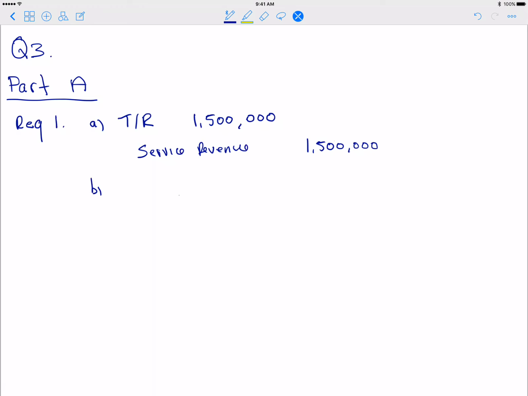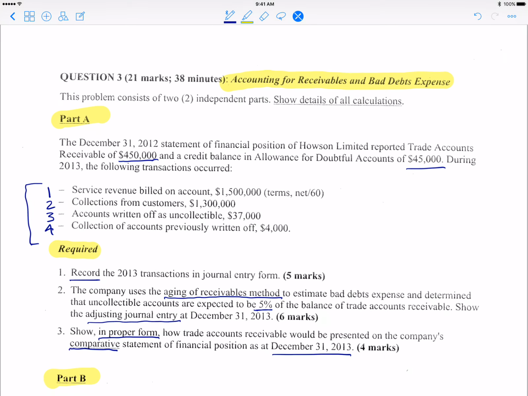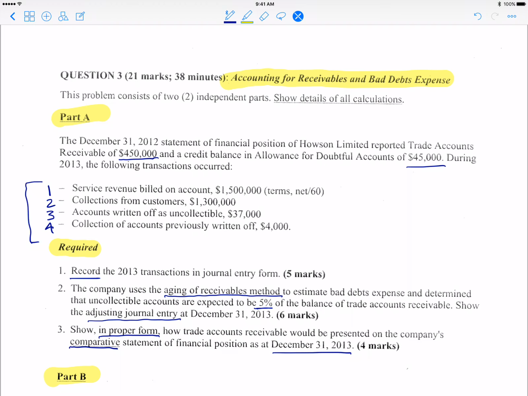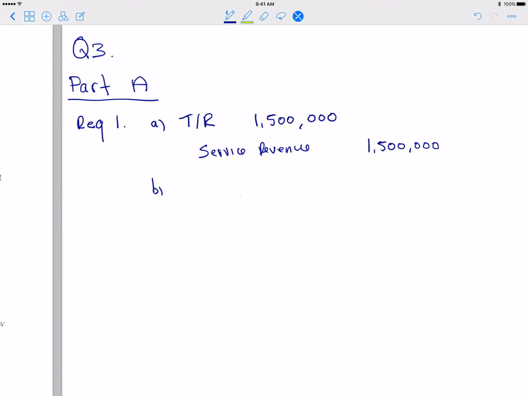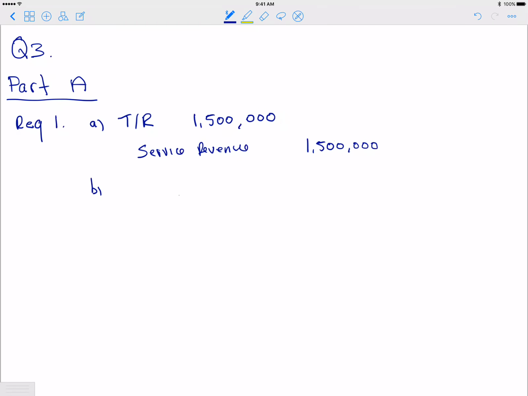So we're going to take a look at what the second journal entry was. So we see that we have collections from customers of $1.3 million. And we're going to assume that all of it is collected in cash. So if we move back here, we see that we've collected cash of $1,300,000. And this has been collected from our previous trade receivables.